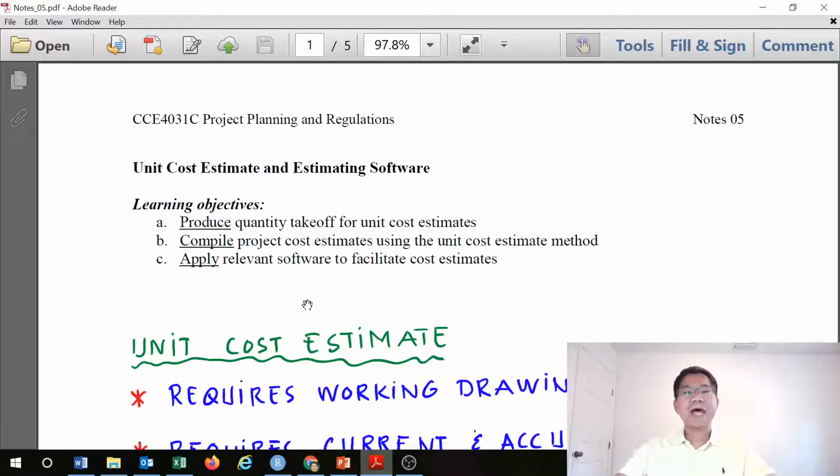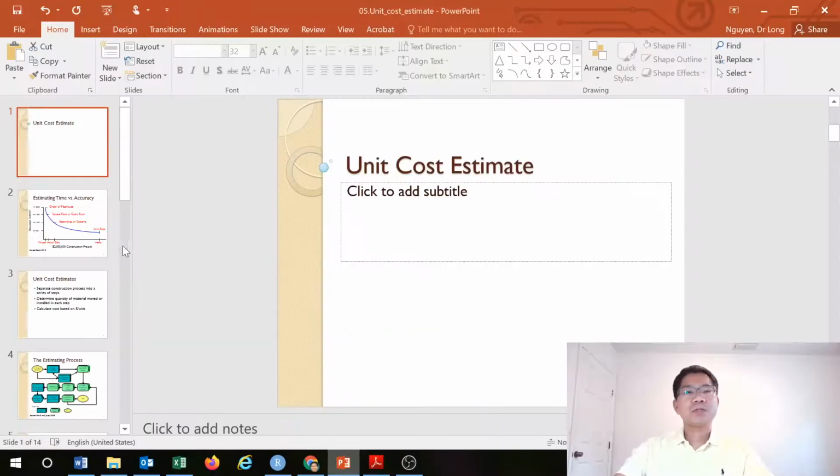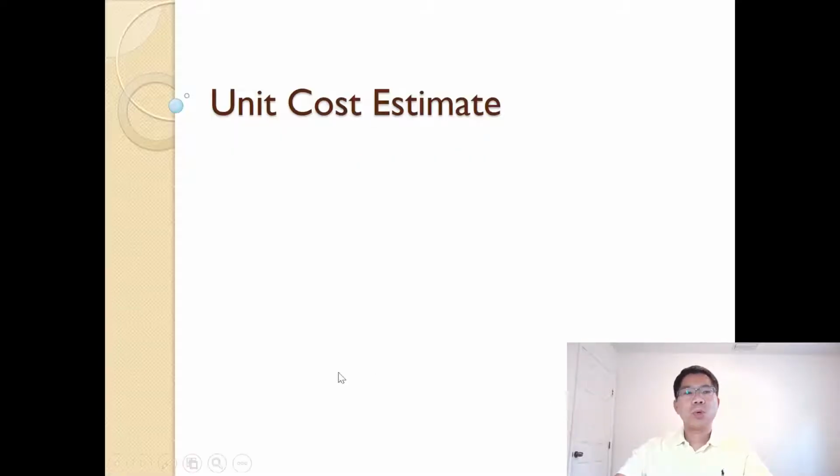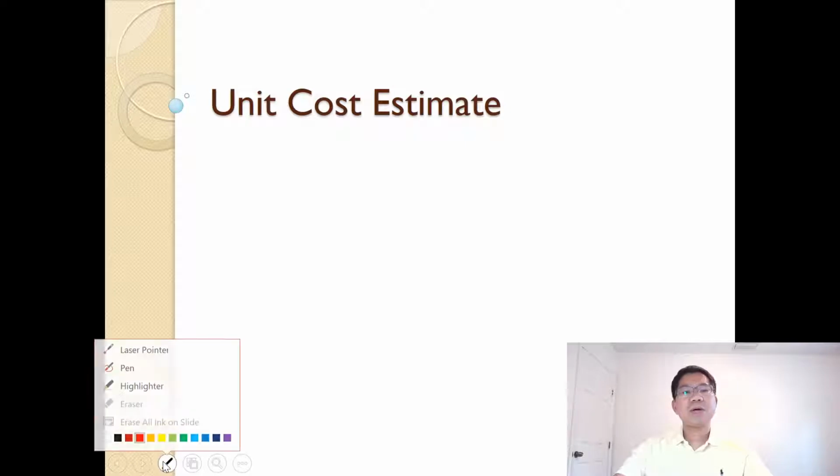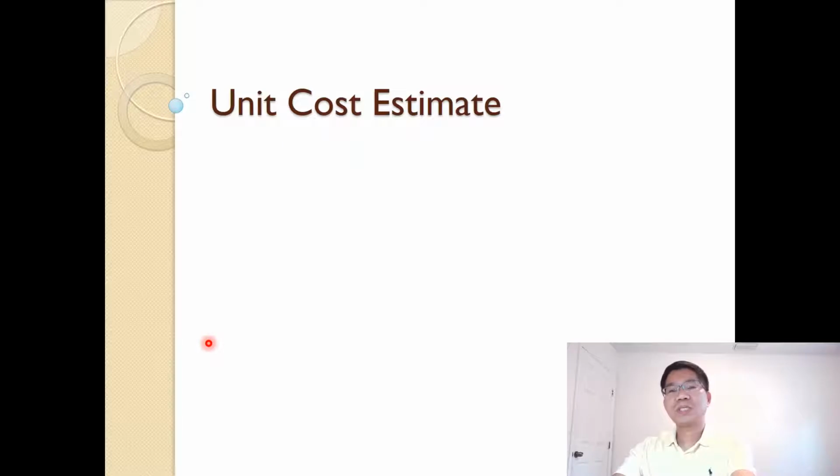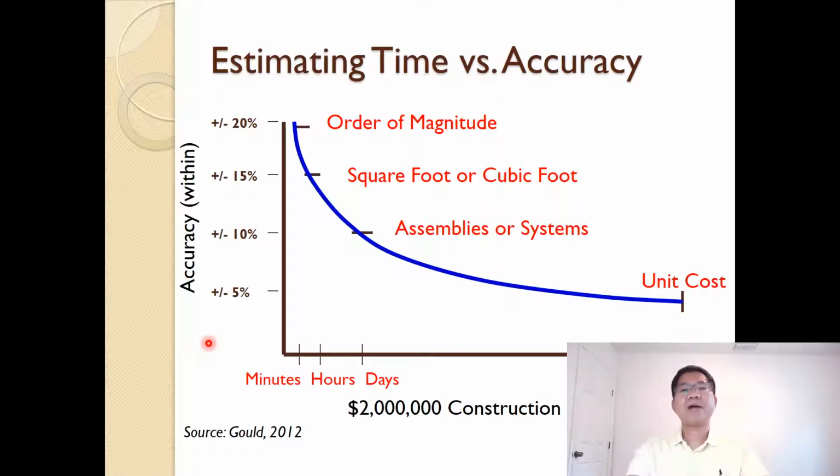With that, we review what this method is about and what accuracy level we want to achieve. This graph I show you for every lesson on cost estimating. We covered the order of magnitude, the square foot, and the assembly or system estimates in the previous lessons. Now we move on to the last method, the unit costs.